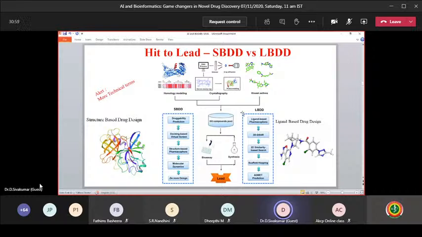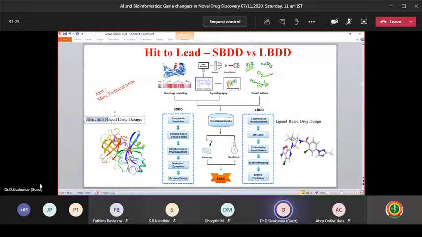We can use bioinformatics techniques here. Again, we will use two different techniques. One is called structure-based drug design, we shortly call it SBDD. Another one is called ligand-based drug design. What is ligand-based drug design? It is when we have the ligand or the lead compound or a chemical substance, we know the structure of this one, but we don't know much about the protein. Then we will go with this method.